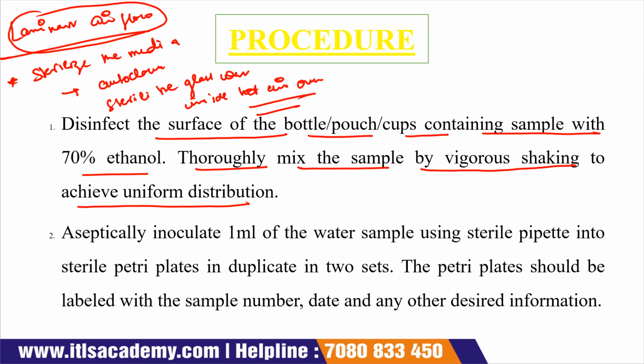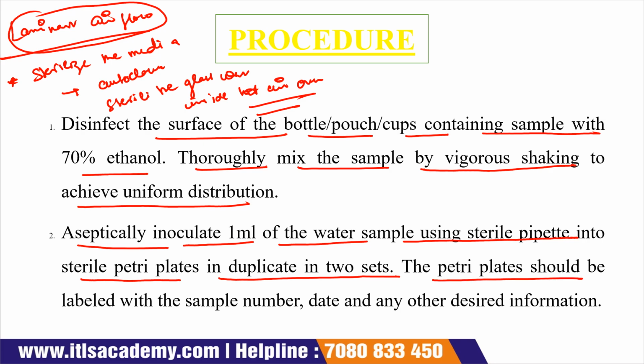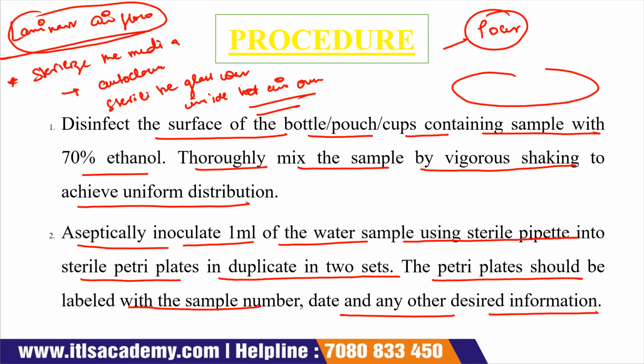Okay, now what you have to do, you have to aseptically inoculate 1 ml of the sample using a sterile pipette into a sterile Petri plate, in duplicate, in 2 sets. Now, Petri plates should be labeled with the sample, date and any other desired information. Okay, if you do the pour plate method, which is mostly what we perform, in that case we have a sterilized Petri plate that is sterilized inside the hot air oven. And how we sterilize it, you can check our video.